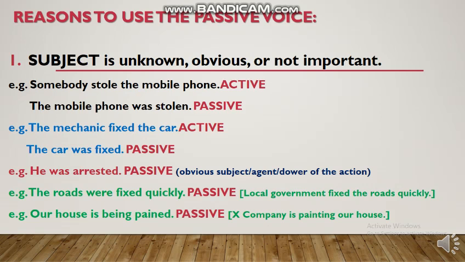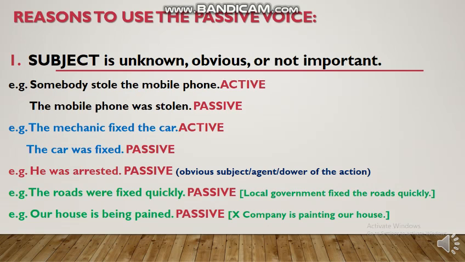Now let's consider: he was arrested. Again, the subject, the agent, the doer of the action is obvious. So, he was arrested, or we could say the thief was arrested by the police. So now it's quite obvious that the police arrested him.